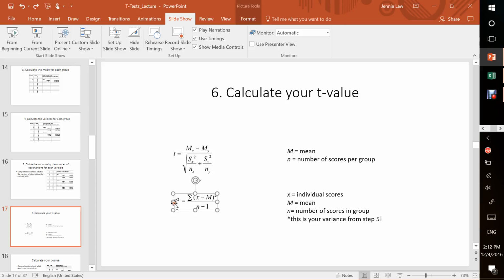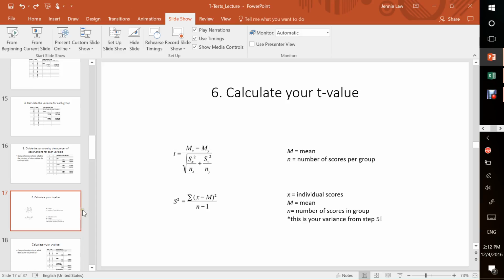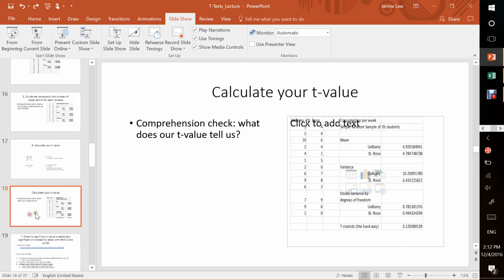And this is what you calculated using the var.s command in Excel. So you already have this information. You already have the variance divided by the number of observations. So all we have to do is plug this into a formula in our sheet.